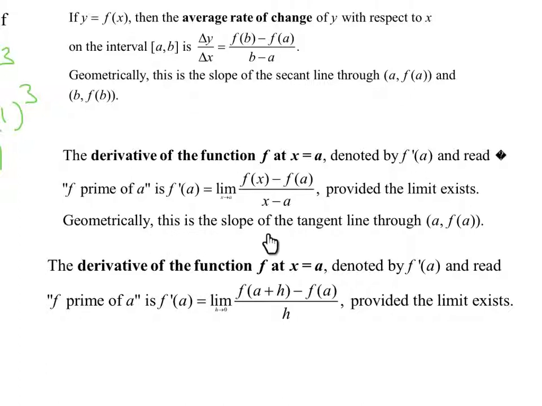Geometrically, this is the slope of the tangent line through a comma f of a. The derivative of a function f at x equals a is denoted by f prime of a, and read f prime of a, is the limit as h approaches 0 of f of a plus h minus f of a divided by h, provided the limit exists. So here are two different ways to do derivatives of functions. Let's look at some more examples.